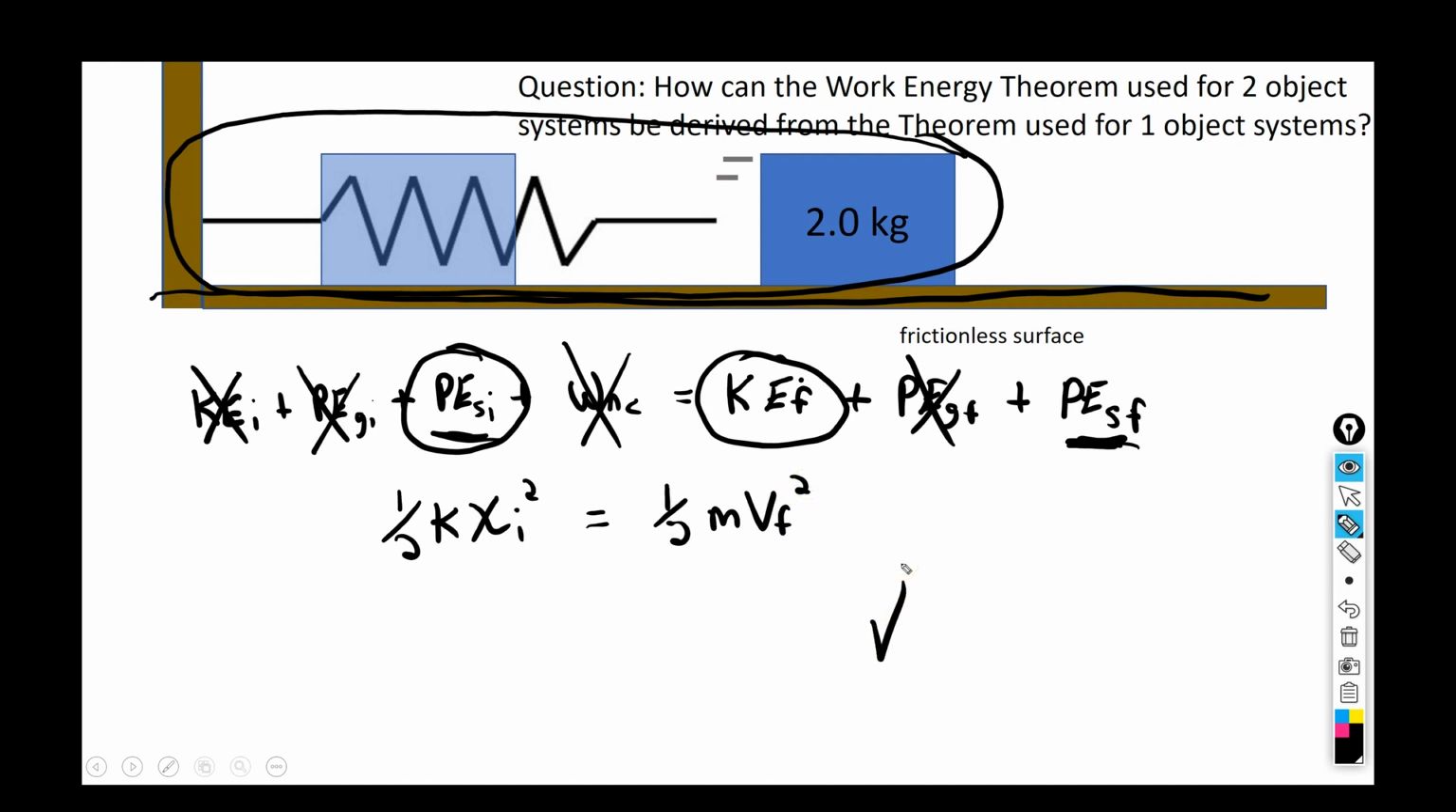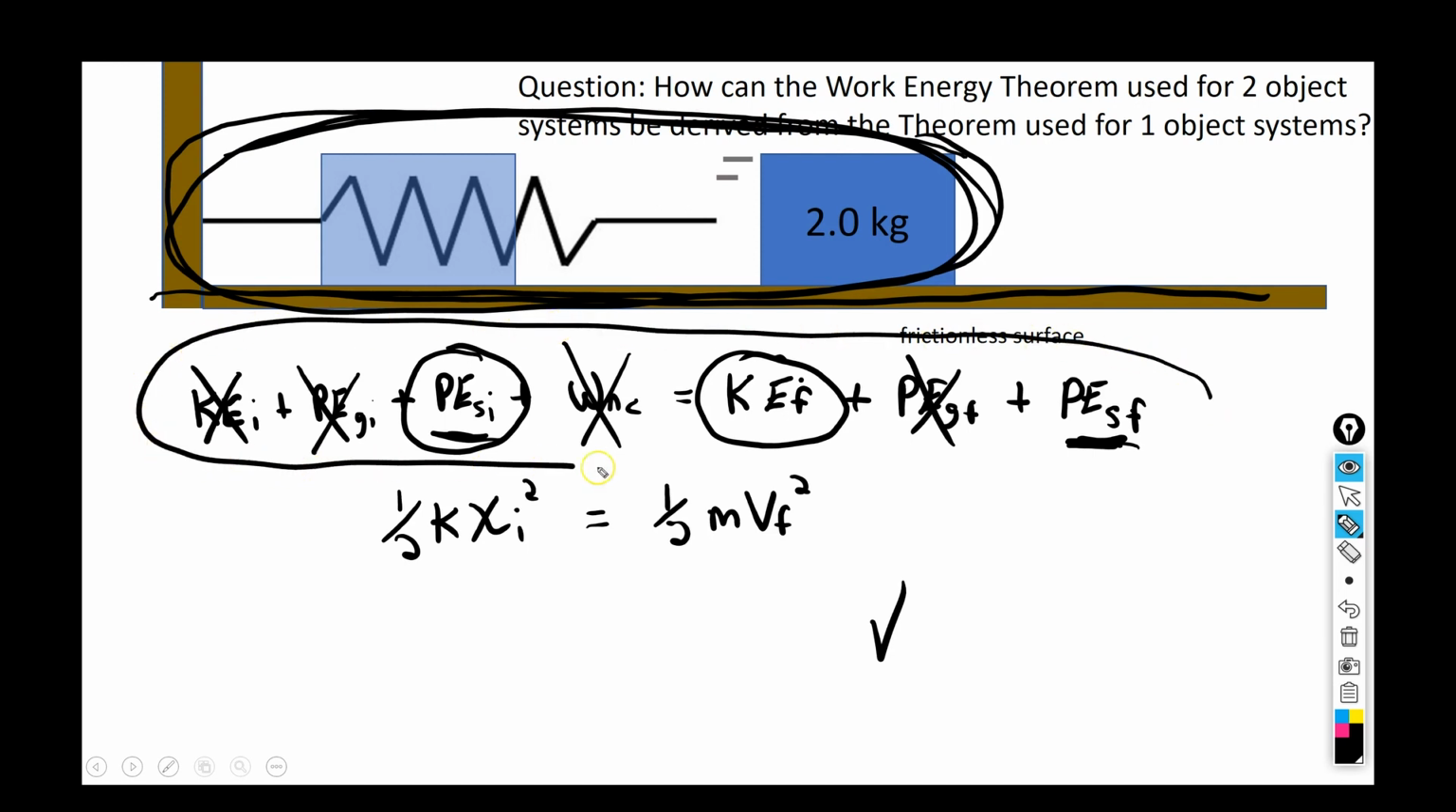When possible, choose the two-mass system and use the bigger equation. It turns out to be simpler, easier.